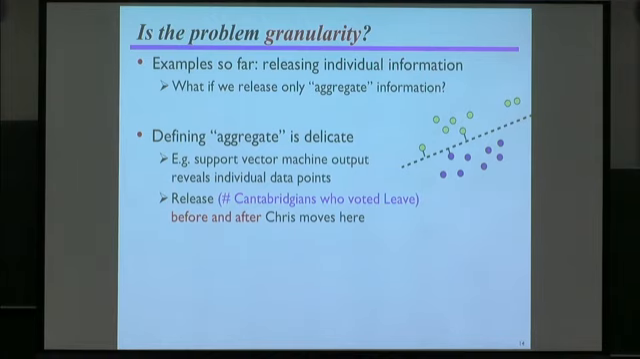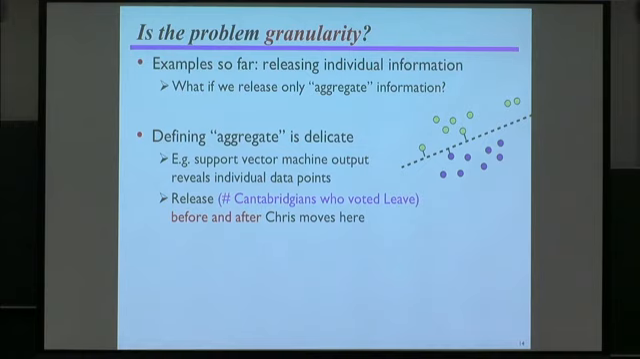Did you get it? How? Oh, so suppose I release the number of people who voted leave immediately before and after Chris moved here, right? So, one referendum. Oh, I'm sorry. Okay. Suppose I release two statistics, the number of people who leave. Maybe the example is too contrived. Let me try a simpler one, and then the example will make more sense.